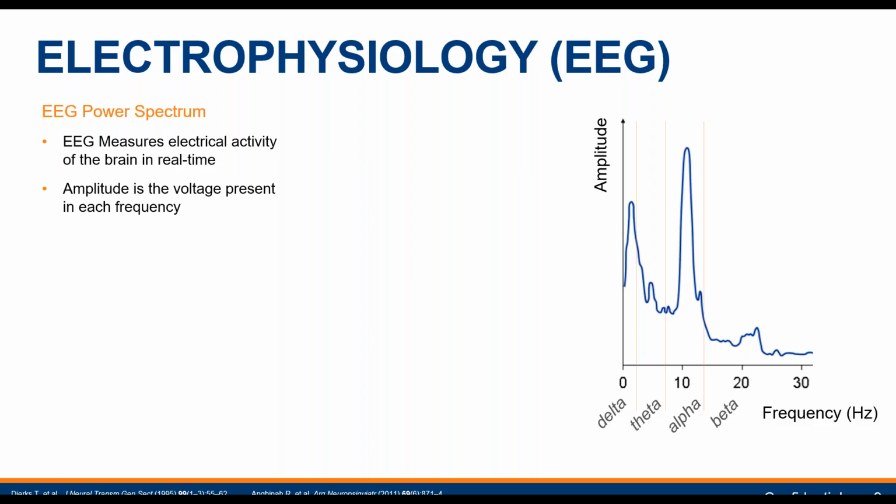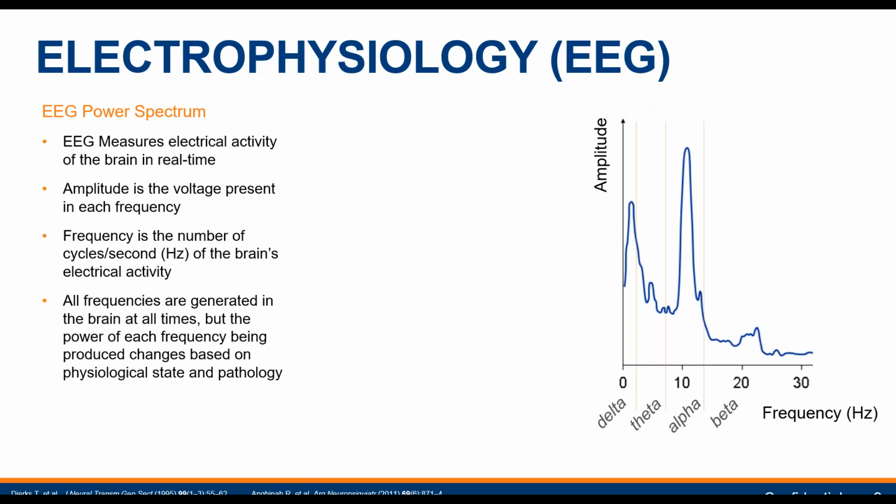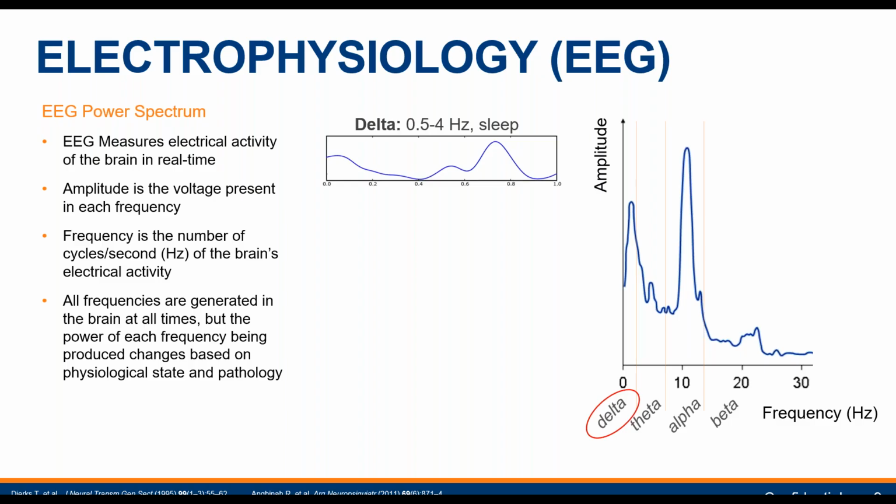So we've got frequency on the x-axis, 0 to 30 hertz, and amplitude on the y-axis. Essentially, we are producing all frequencies at all of the time throughout the day. But the power or the amplitude of each frequency changes based on the patient's physiological state or disease pathology. So, quick review of our frequency bands.